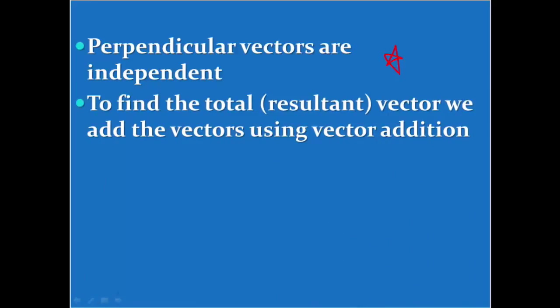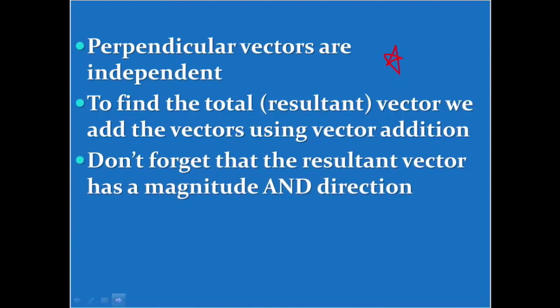We can find the resultant velocity or whatever vector just based on the idea of doing vector addition. So again, if I use the projectile as an example, if I have the horizontal velocity and the vertical velocity, I can add those two vectors up because they should be perpendicular, and the resultant that I get is the actual velocity with the given launch angle. So don't forget that the resultant vector has a magnitude and a direction.